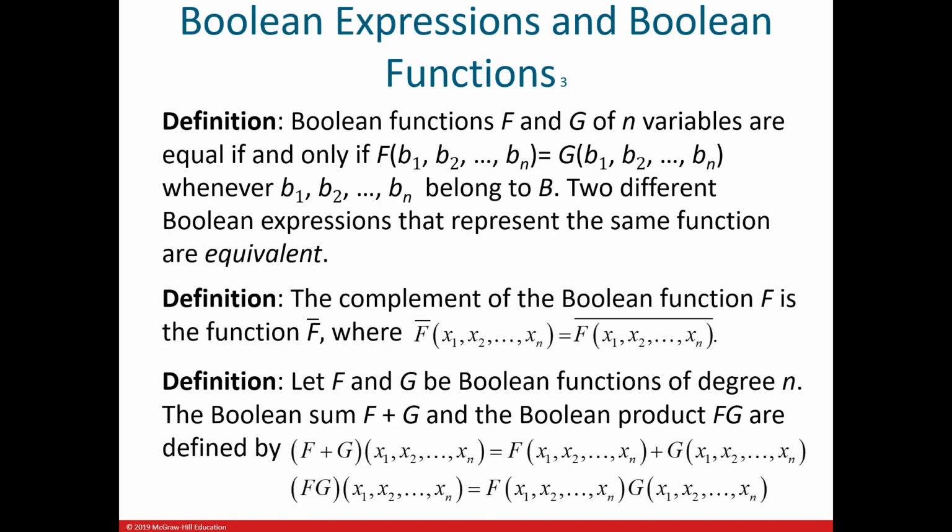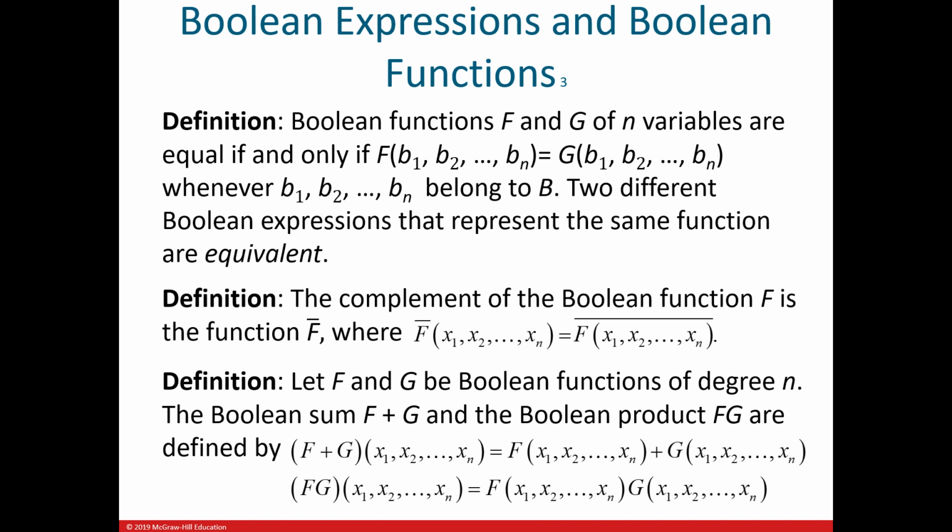Next, the definition is that Boolean functions f and g of n variables are equal if and only if f(b1, b2, up to bn) equals g(b1, b2, up to bn) for all b1, b2, up to bn belonging to B, and two Boolean expressions can represent the same function when they are equivalent. The complement of Boolean function f is the function f bar, where if you complement whatever you get from applying that Boolean function, or you complement the whole function, you should be getting the same value.